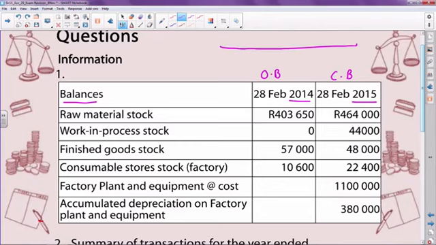So in other words, if I had to draw up a timeline, my financial year starts on the 1st of March 2014. So obviously the balances at the end of February 2014 becomes my opening balances. And then the end of the year, 28th of Feb 2015, this would represent closing balances. Okay, so I'm given balances, and we'll obviously look at this in more detail when we get to the actual question.